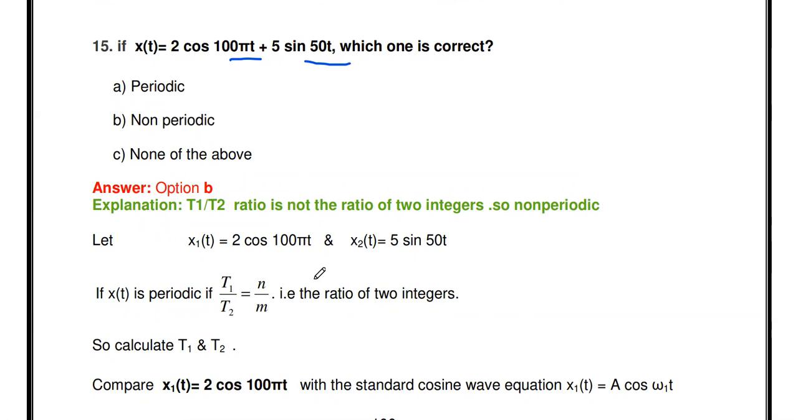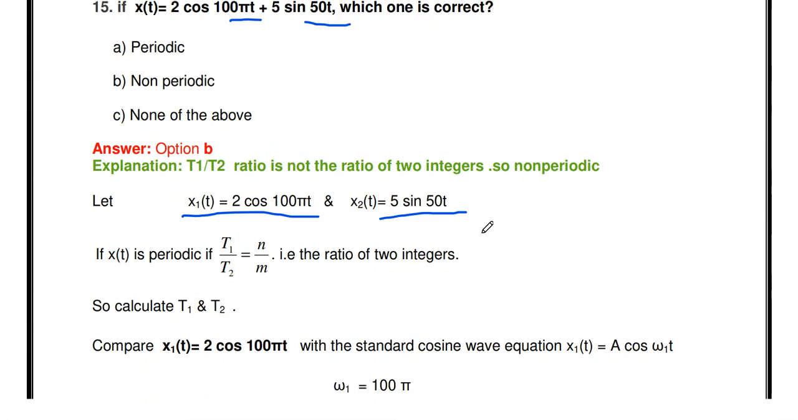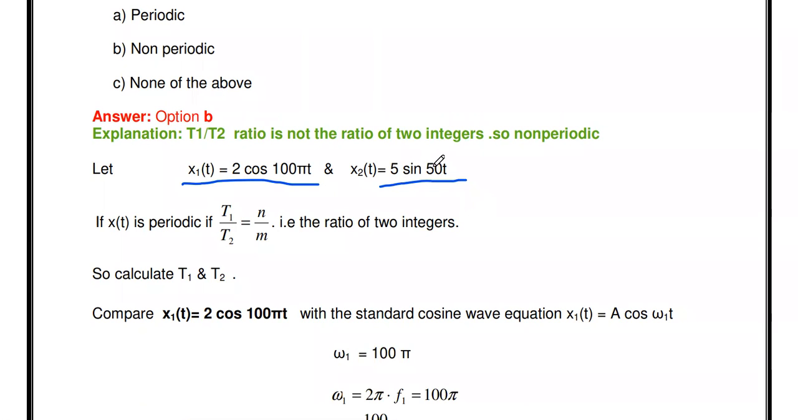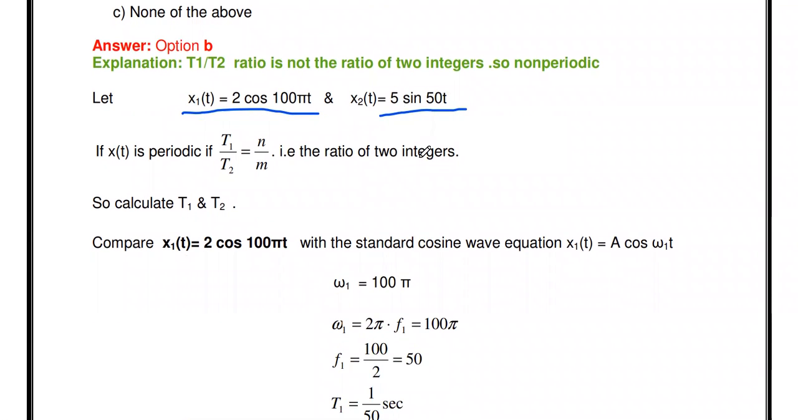Now I'm going to prove this. You take the first signal 2 cos 100 pi t as x1, and the second signal 5 sin 50 t as the second signal x2. In order to check whether the sum of these two signals is periodic, the ratio T1 divided by T2, if it's a ratio of integers, means it's periodic. So from the first signal we have to find the time period T1, and similarly from the second signal we have to find the time period T2.